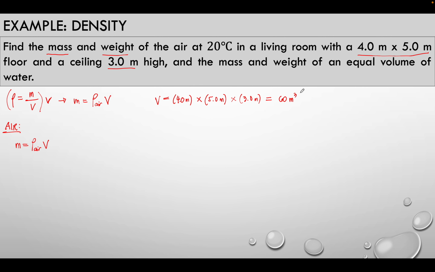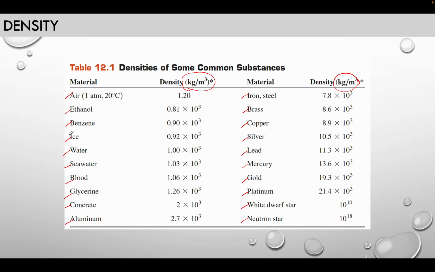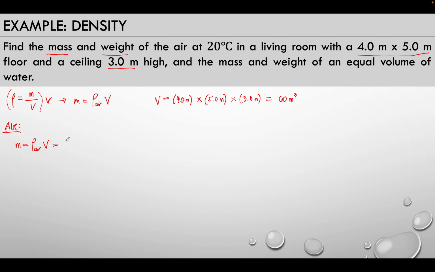Okay, so now we can solve for the mass of the air in the living room. By the way, the density of air, as you can see right here, is 1.20 kilogram per cubic meter. So let's use that one: 1.20 kilograms per cubic meter times the volume, which is 60 cubic meters. So we have 1.20 times 60. As you can see here, for the unit, the cubic meter and the 1 over cubic meter from the unit of density will be cancelled out. So we are left with kilograms.